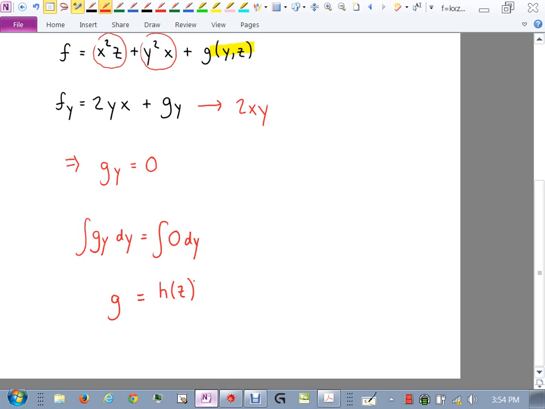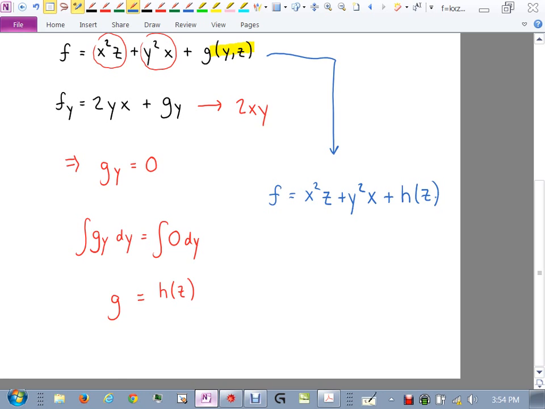All right, so let me go back up. Go back up to f. Where are we with f? Let's do a little spot check here. We have x squared z, right, plus y squared x plus g of yz, right? But what is g of yz? Well, this is what g is now, right? So I know that g of yz is actually just what? Some function of h, some function of z.